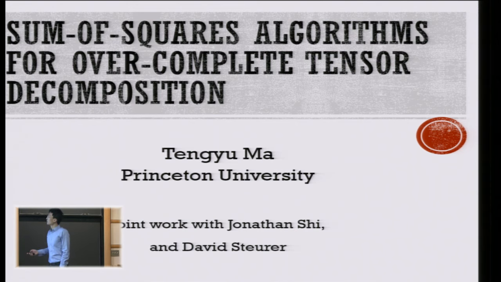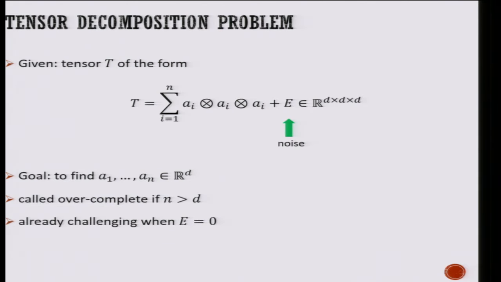So let me define the tensor decomposition first. We are given a tensor of the following form: the sum of n rank-1 tensors plus a noise tensor. We are in the symmetric case, so each rank-1 tensor is just a vector a_i to the tensor power 3. These a_i's are in d dimensions, and our goal is to find the a_i's.